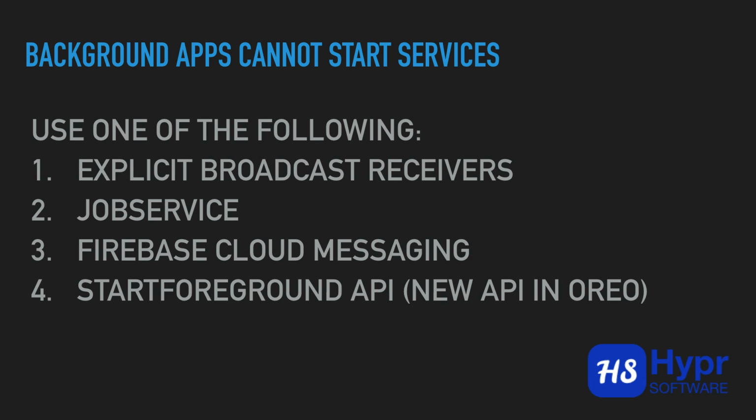Same with background apps: they cannot start services. This is a major one, and it is another tightening up of the platform. Use one of the following in order to start a service. You have to have explicit background broadcast receivers, or you need to have a job service, or Firebase Cloud Messaging sending you a message, or the start foreground API, which is a brand new API introduced in Oreo. You can say, okay, I want to start a service, then call this start foreground API. So background apps without any UI cannot start a new service.